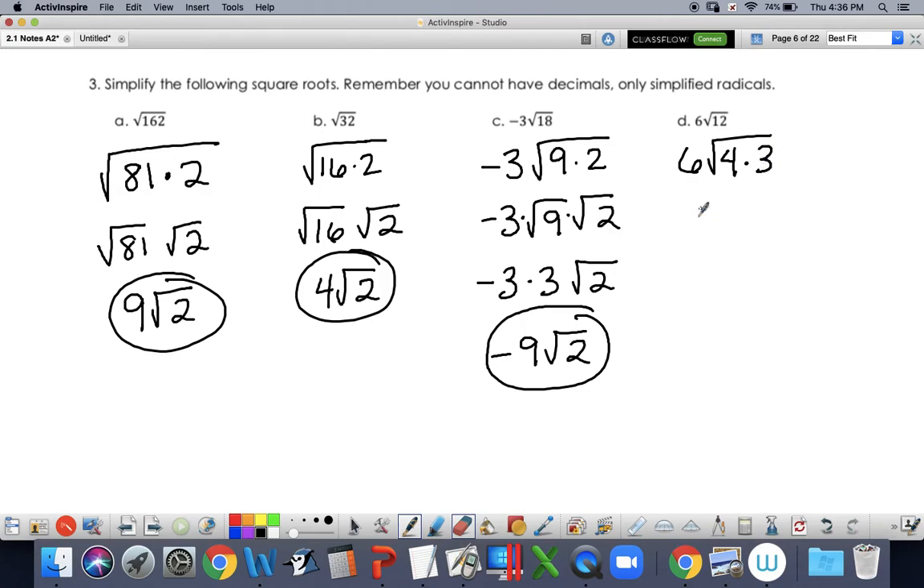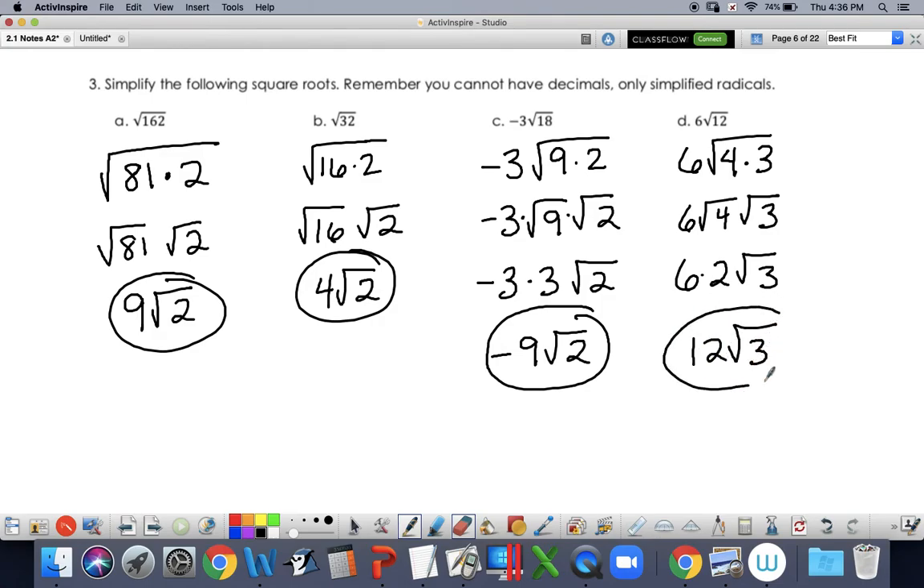The only numbers I care about are the perfect squares. So I've got to go with 4 times 3. Break apart, square root of 4, square root of 3. Keep going down the line. The square root of 4 is 2. Multiply my outsides here, and I wind up with my final answer, 12 square root of 3.